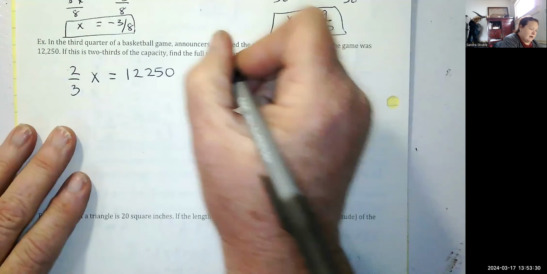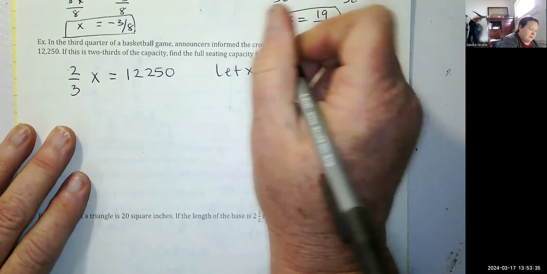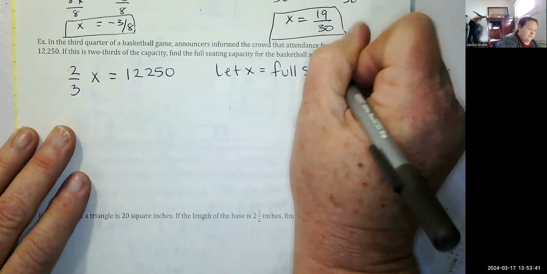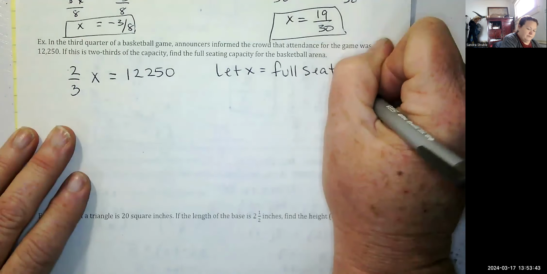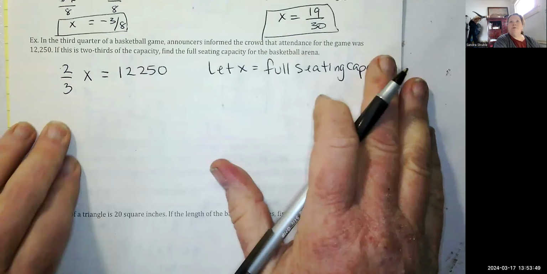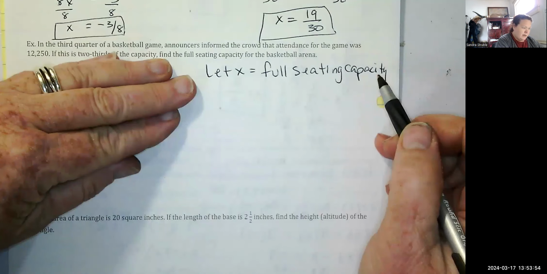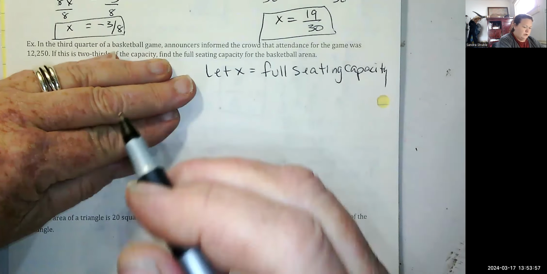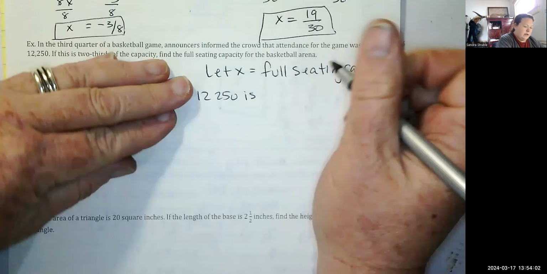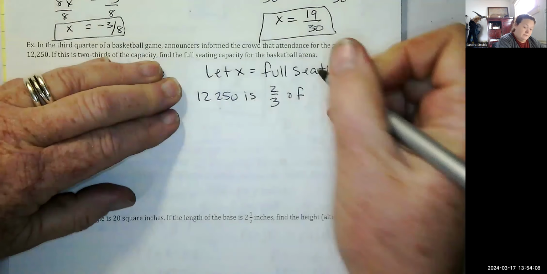The way I would set this up is to let x equal the full seating capacity. I'm just thinking through this as I do it, but the way I went through it in my head is to let x equal the full seating capacity. And then if we're going to have 12,250, it is 2/3 of the full capacity.